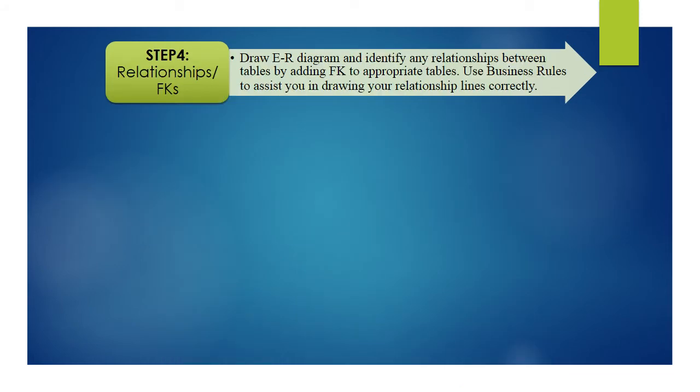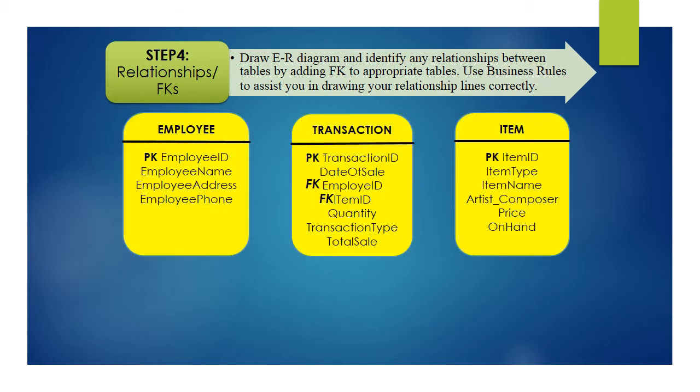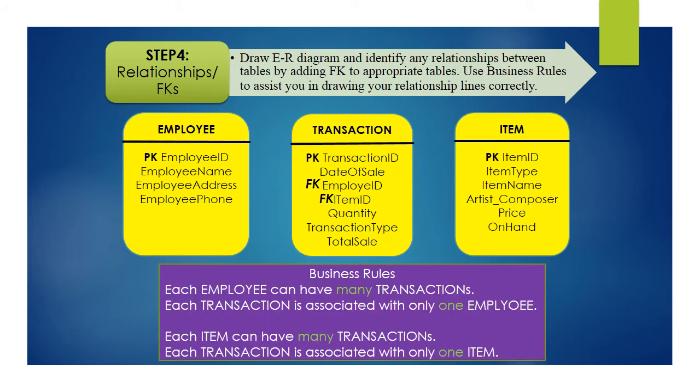For step 4, you draw an ER diagram and identify the relationships between the tables by adding the foreign keys if they don't exist or labeling them. Use the business rules to help you know which part of the relationship line is the one side and which part of the relationship line should be the many side. Remember, there are 2 business rules for every relationship line drawn.